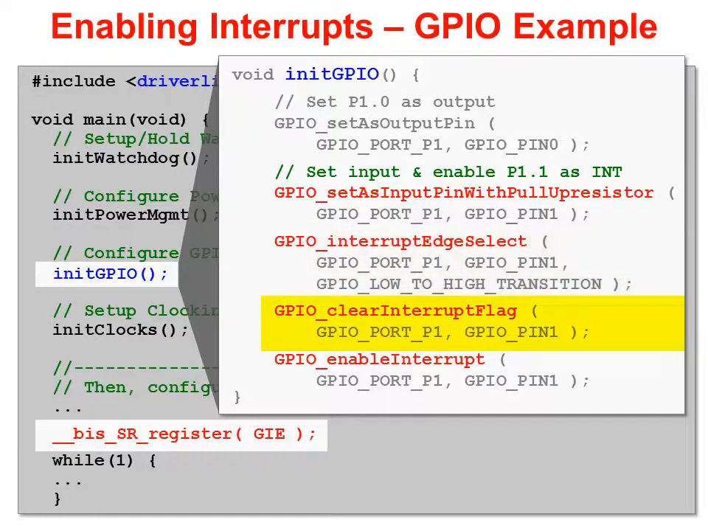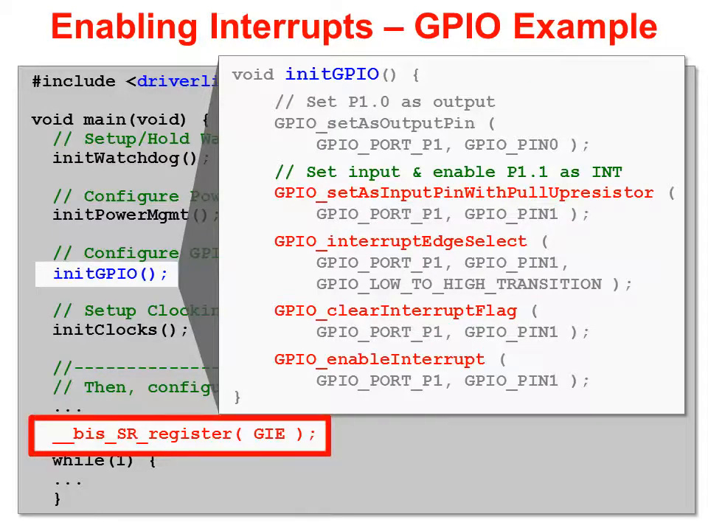Finally, the third function, GPIO clear interrupt flag, clears the IFG bit, the interrupt flag bit that's associated with our pin. This isn't required, but is commonly used right before you enable an interrupt. You should clear the interrupt flag bit before setting the interrupt enable if you want to ignore any prior interrupt event. In other words, clear the flag first if you only care about interrupts that will occur now or in the future. That takes care of setting up and enabling individual interrupts, but we still need to enable interrupts globally by setting the GIE bit in the status register.